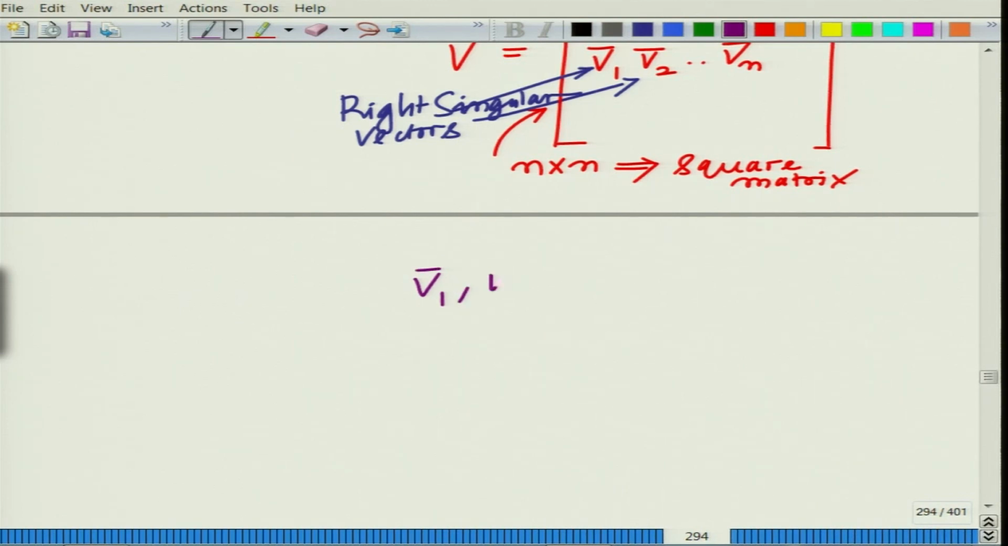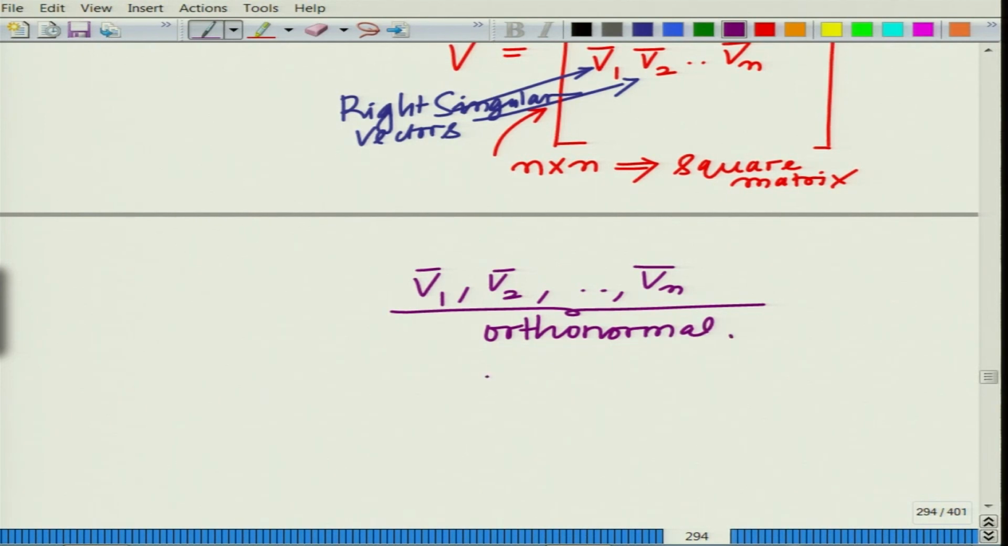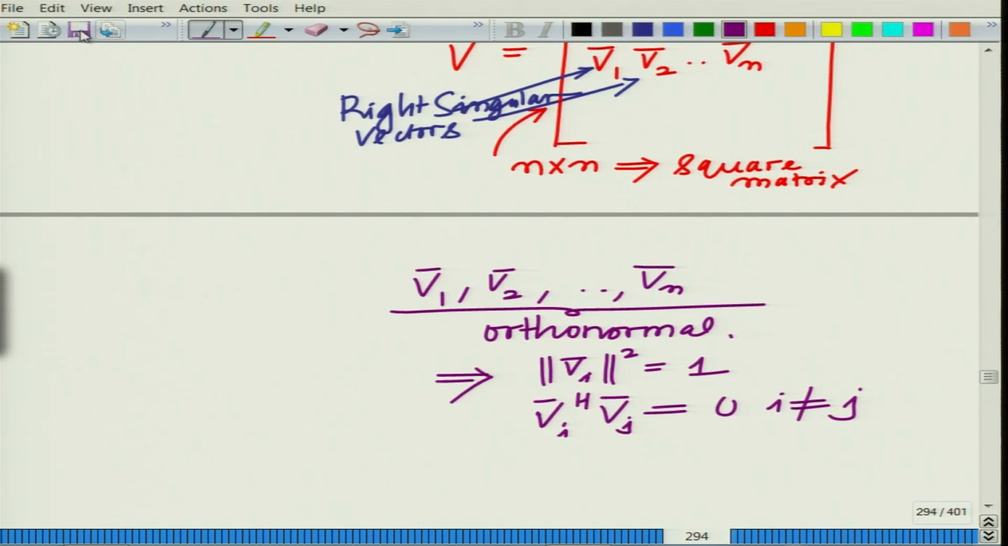If you look at V1 bar, V2 bar, Vn bar, these are also orthonormal, which implies norm Vi bar square equals unity, and Vi bar Hermitian Vj bar equals 0 for any i not equal to j. So, these are unit norm as well as orthogonal.